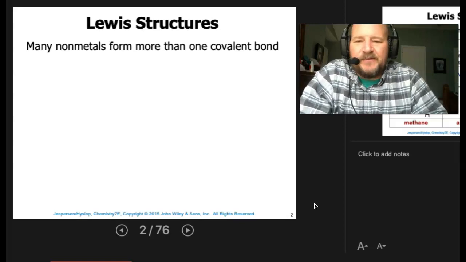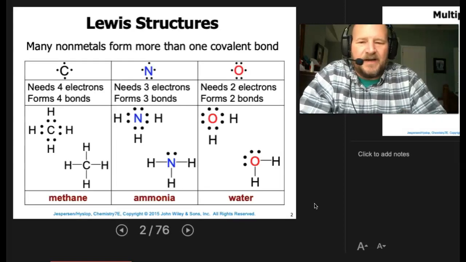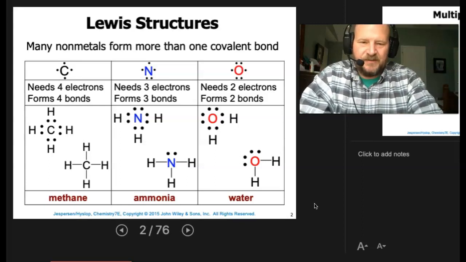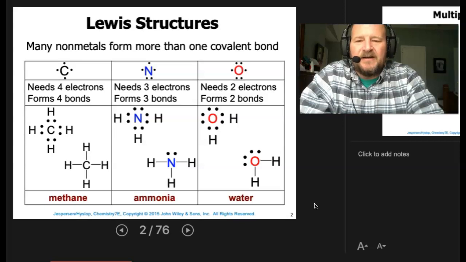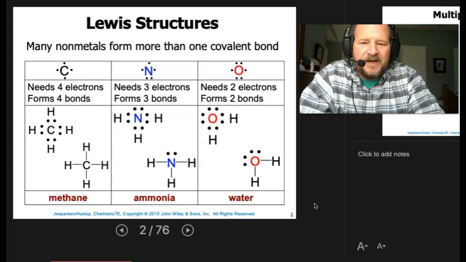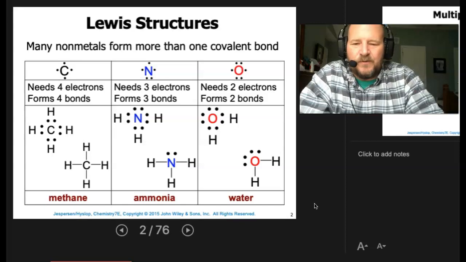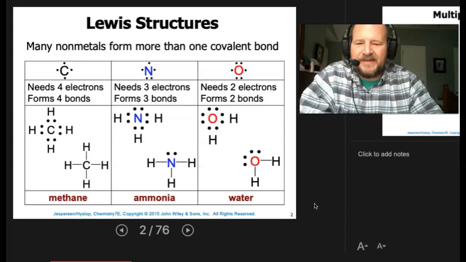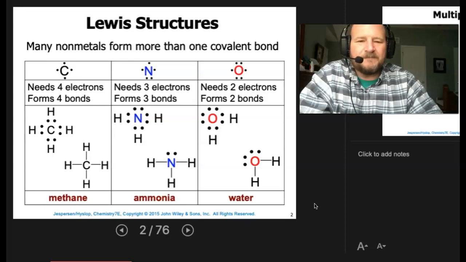So many nonmetals will form more than one covalent bond. For instance, if we look at carbon, carbon has four single electrons. That's the potential to form four single bonds. Nitrogen has three single electrons and one pair, so again, will tend to form three bonds. Oxygen, we know, will form two bonds. And of course, we give you some basic structures with hydrogen there. We have methane, ammonia, and water.